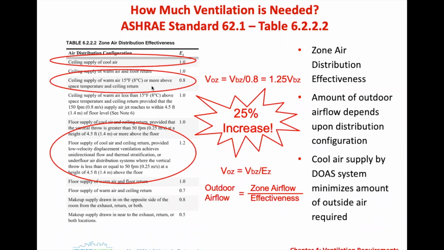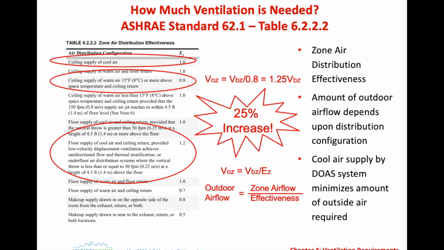What that means is you're going to have that air come into that space in the ceiling. If it's warmer than the room, then it's going to stay stratified. It's not going to mix with the air that's down low, and it's not going to dilute the CO2 and other contaminants that are in the air. So you want it to come in and mix readily. And so you look up here, ceiling supply of cool air is a 1. So that's just, call it a standard good way to mix air in.